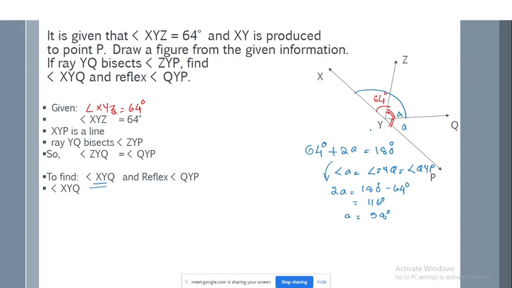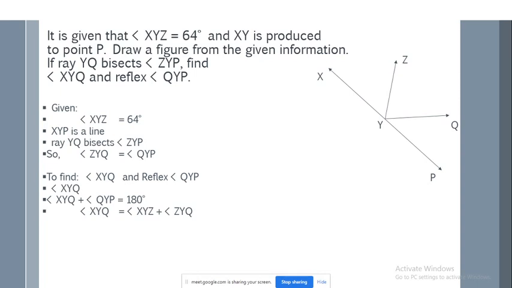So, let us see the steps. We need to find angle XYQ. I am repeating the steps again. Congrats Harika and all others who got the answer, it is correct. I will explain the steps again for those who did not arrive at the answer, for those who are still stuck.